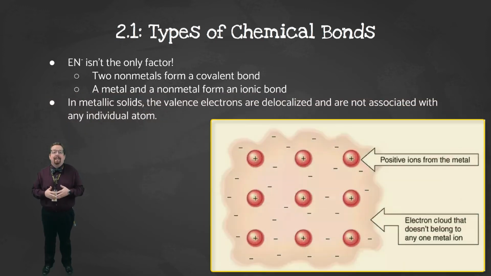The nuclei of these metallic atoms form a lattice-like structure and are held together by what we often call a sea of electrons. That really just means that those electrons are delocalized, or in other words, they're not tightly held onto by any one particular atom.